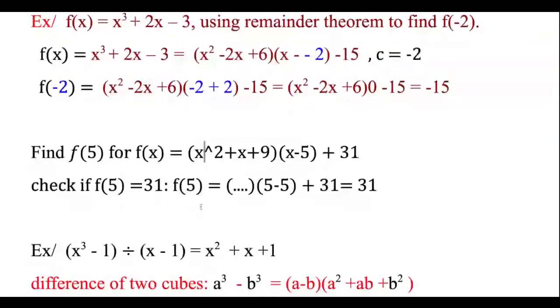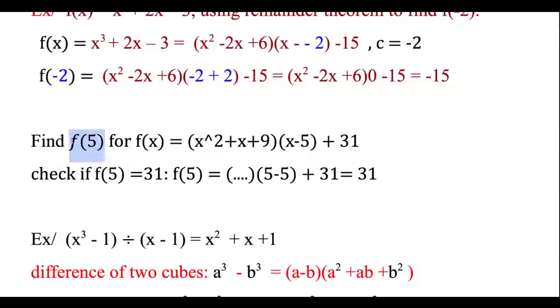Okay, let's see this one. Use remainder theorem to find f of 5. Right. So what do? We do long division. Oh, this one is already done. So we have divisor x minus 5. We have the quotient x squared plus x plus 9. Well, then f of 5, this guy, just 31 by remainder theorem. Right, just 31.